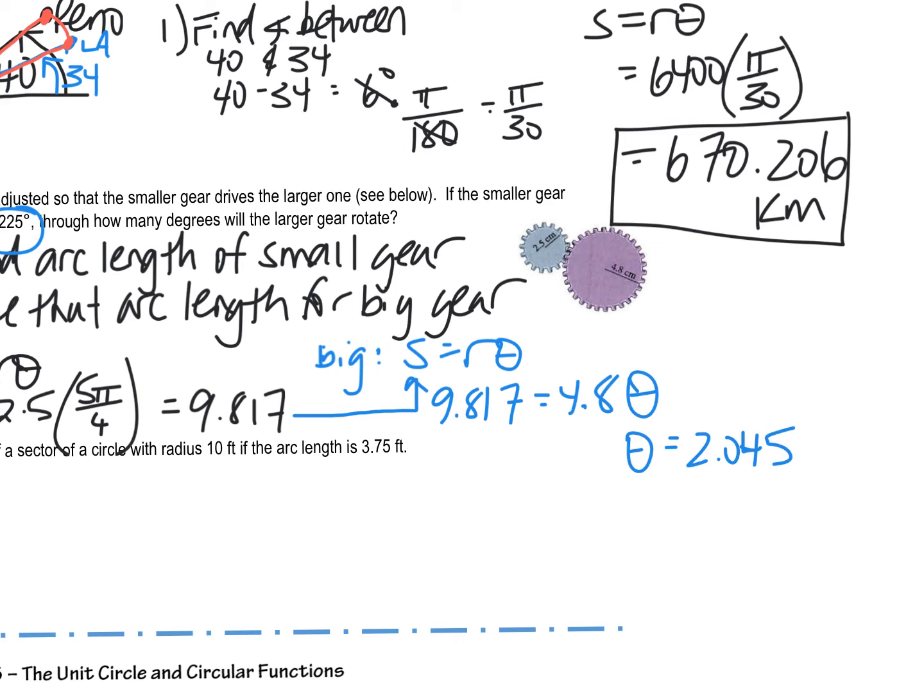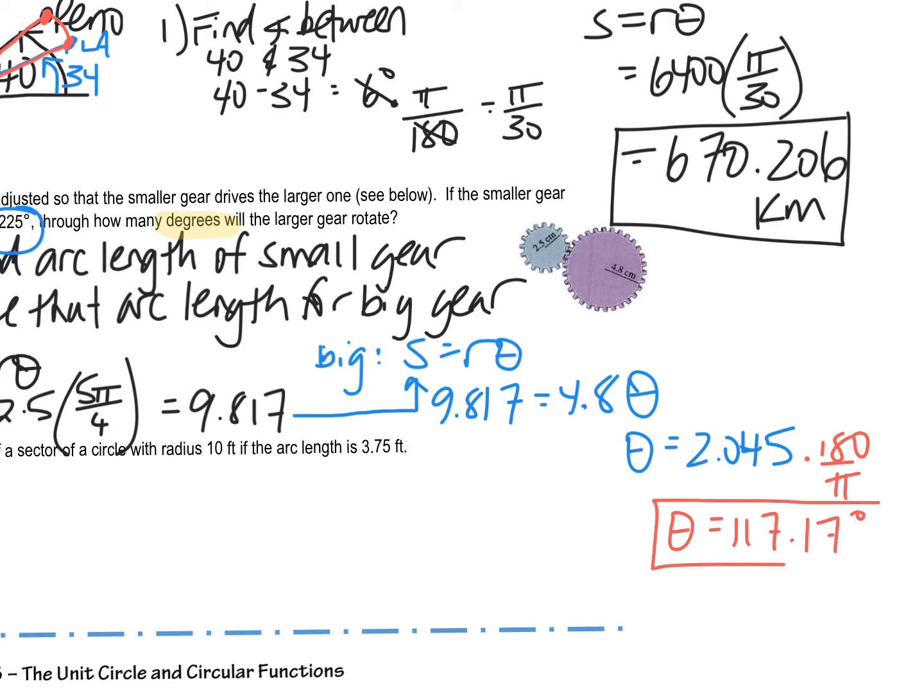2.045. And so keep in mind the formula of S equals r theta gives you radians, and make sure you pay close attention to the problem because this asks us for the degrees of the larger one. So one more conversion gets us the final answer. Remember how to convert radians to degrees: you multiply by 180 over pi. And that means that my theta equals 117.17 degrees.